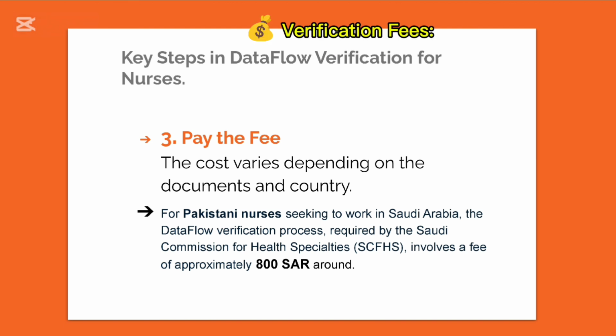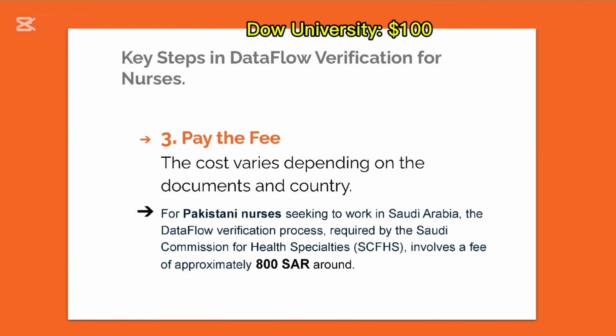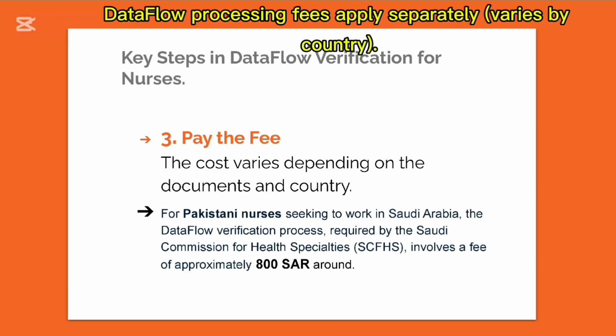Verification fees. Each university charges separate fees for degree verification. Dow University, $100. LUMHS, $50. DataFlow processing fees apply separately and vary by country.